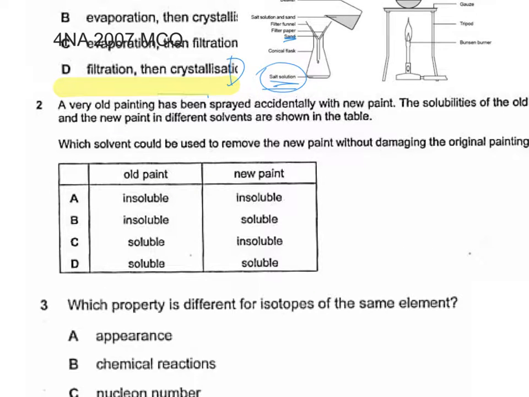Question 2. Question 2 says that an old painting was sprayed accidentally with new paint. Now, solubilities of the old and new paint in different solvents were shown in the table. Now, let's think. You want to remove the new paint without damaging the old. So, obviously, the solubilities of the two paints should be different in different solvents. The next thing you want to think about is you want to remove the new paint. So, it will be easier to clean it if it is soluble in the solvent, while the other one is opposite. So the option here you choose would be B.